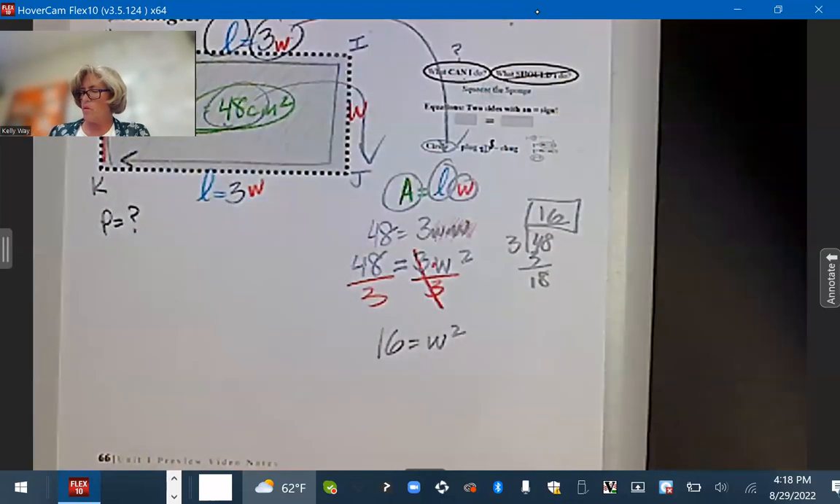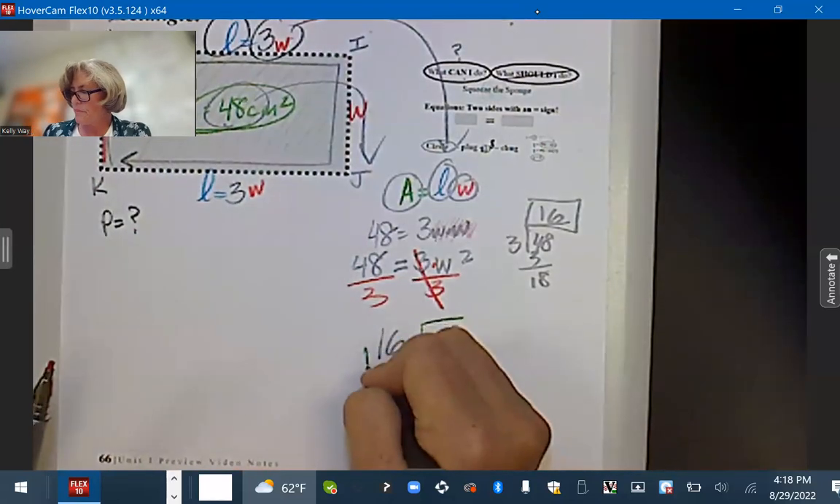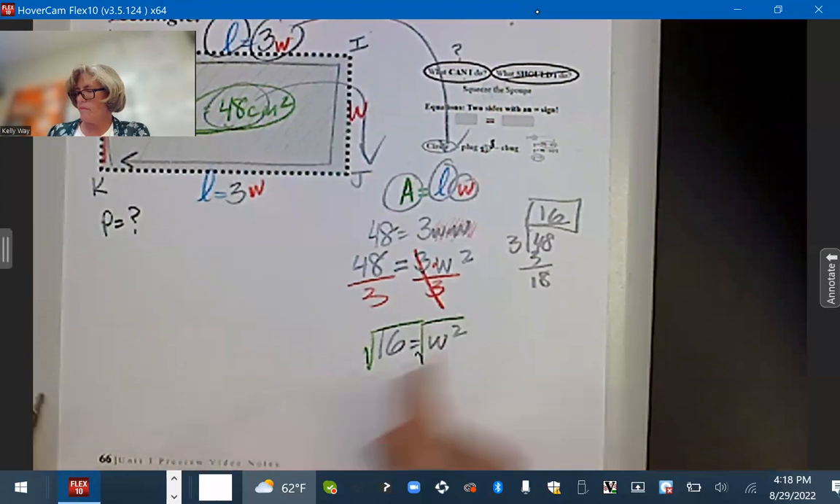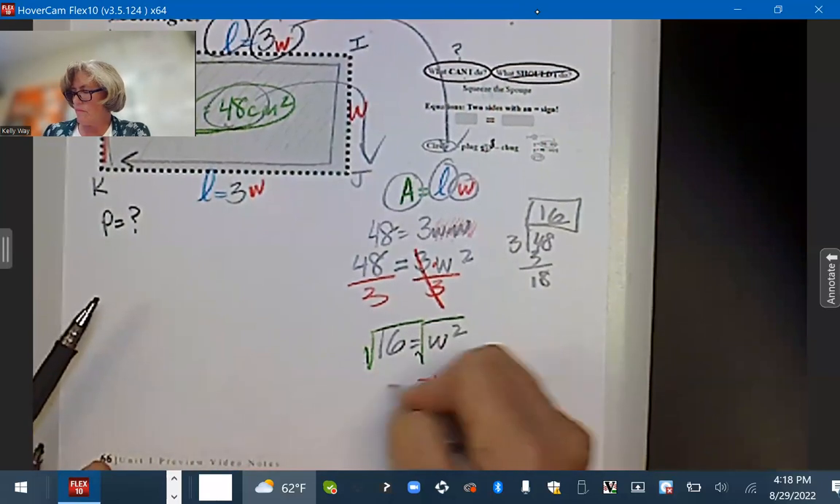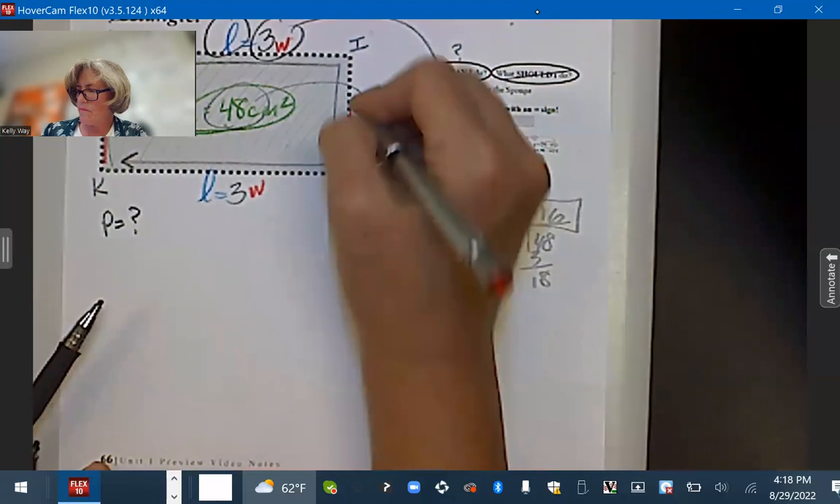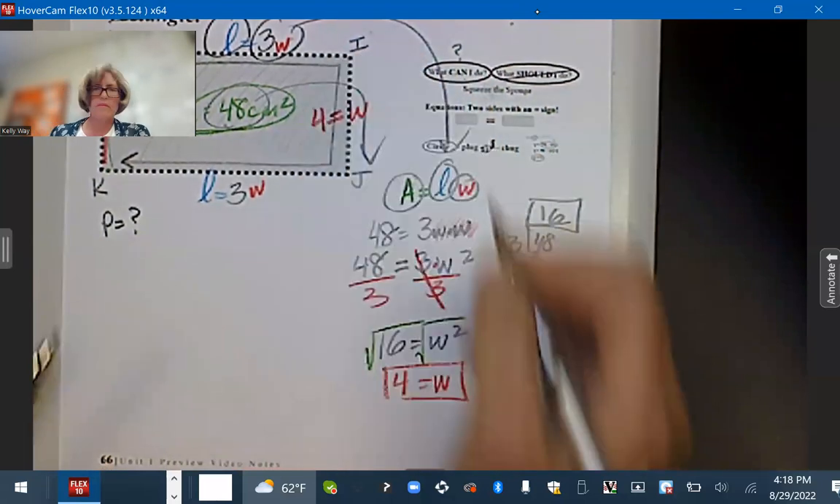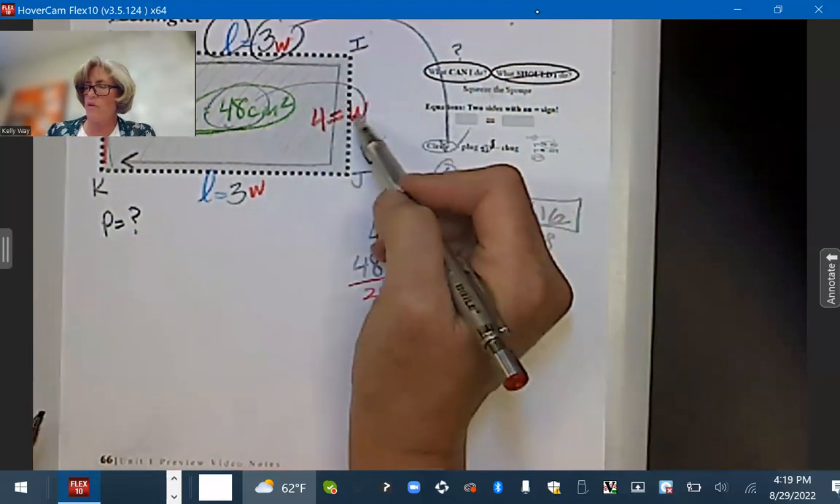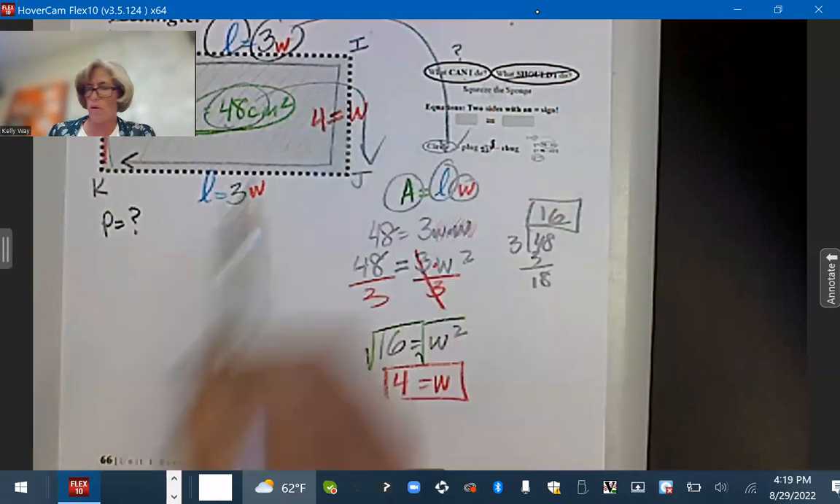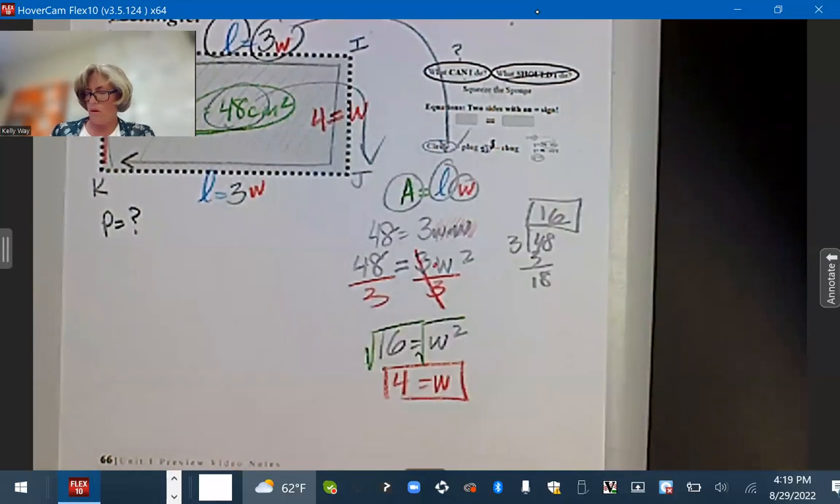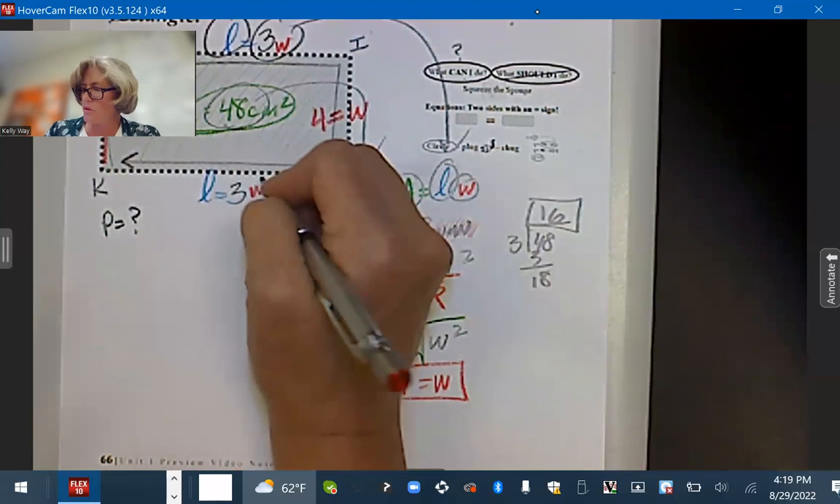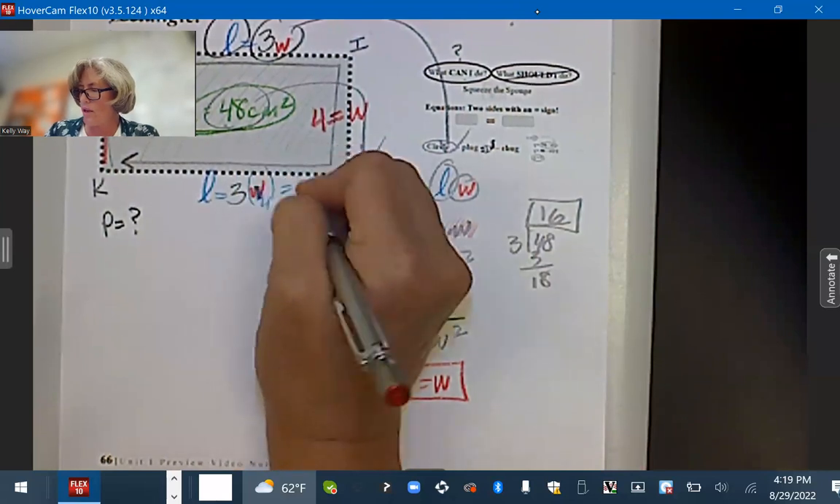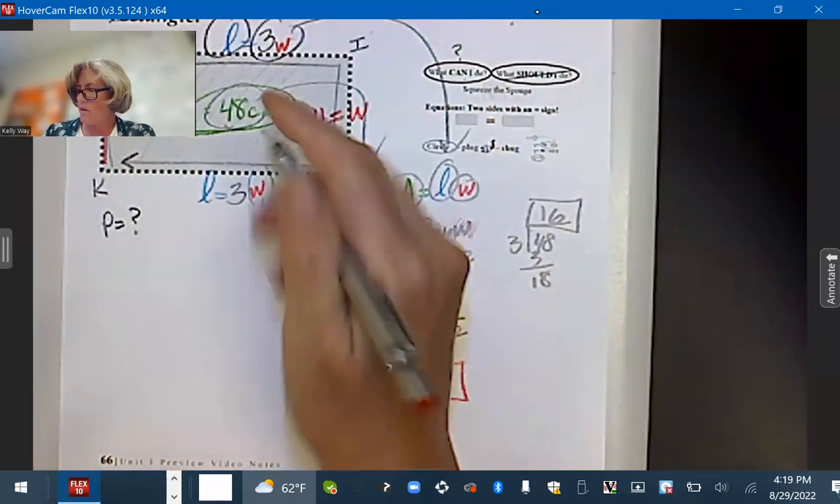The opposite of squaring, square root. So we just found our width is 4. Our length is 3 times now 4. So our length is 12.